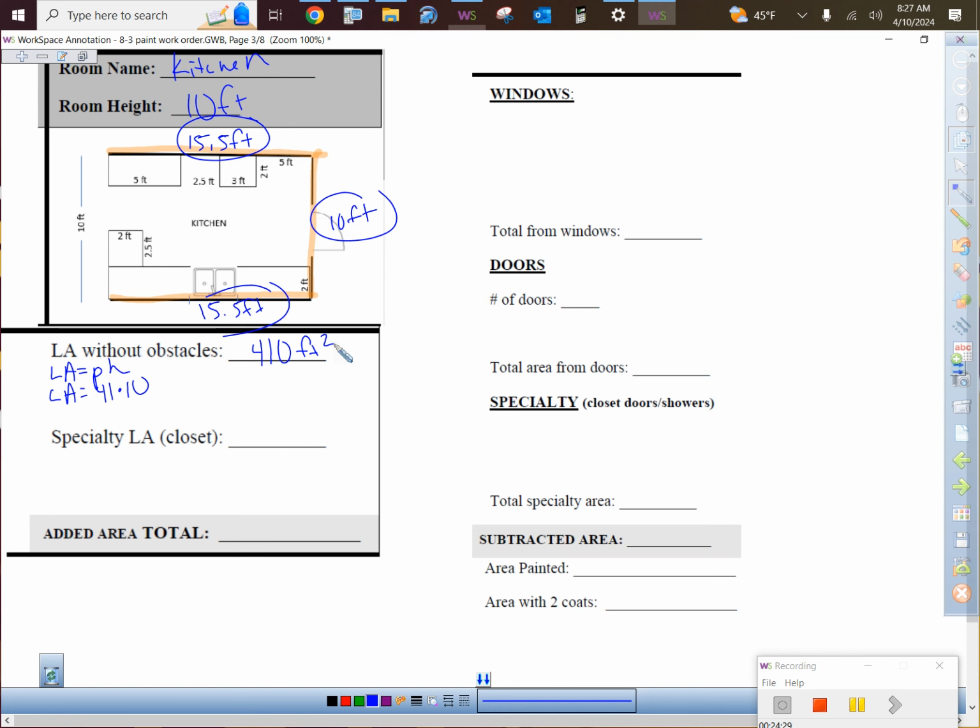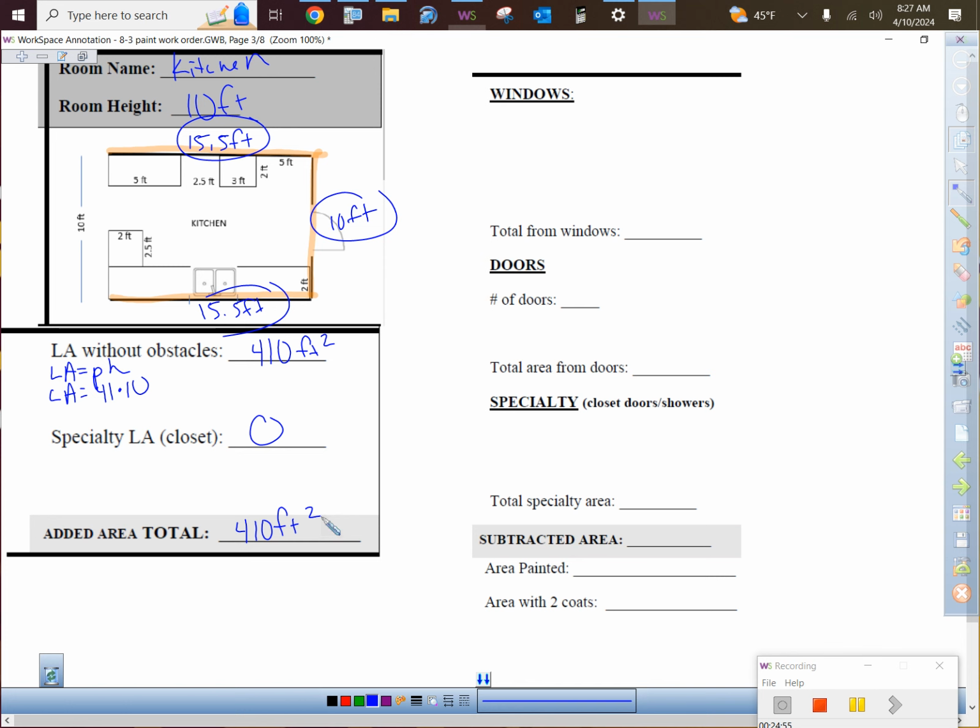It's like, is this special? But the specialty is a closet. Is there any closets in this guy where you got to paint inside and outside of it? So specialty area, 0. There was none. Total area that's getting painted, 410 square feet before there is any obstacles.